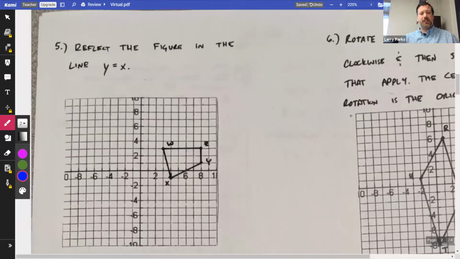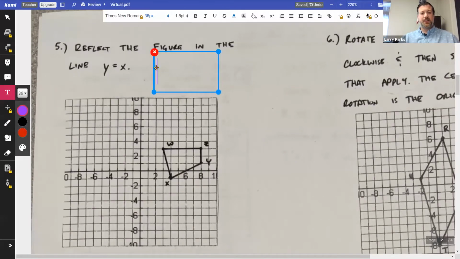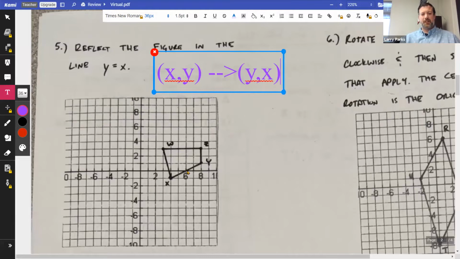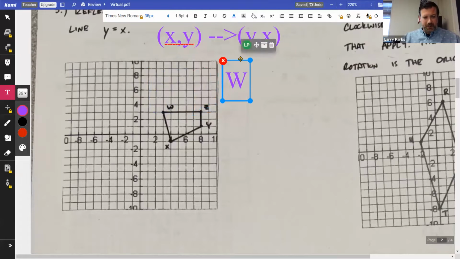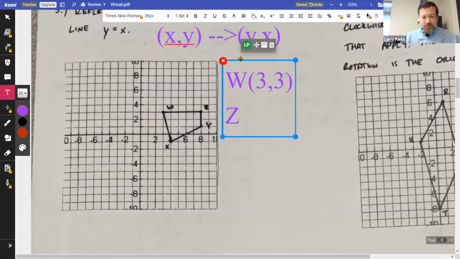All right, reflect the figure over the line y equals x. There is a rule for y equals x. The rule says over y equals x, you just take the y and the x and you flip-flop them. Okay? So like W was, I'll put the coordinates down. W was 3, 3. Z was, and I'm talking about this coordinate here, 8, 3.